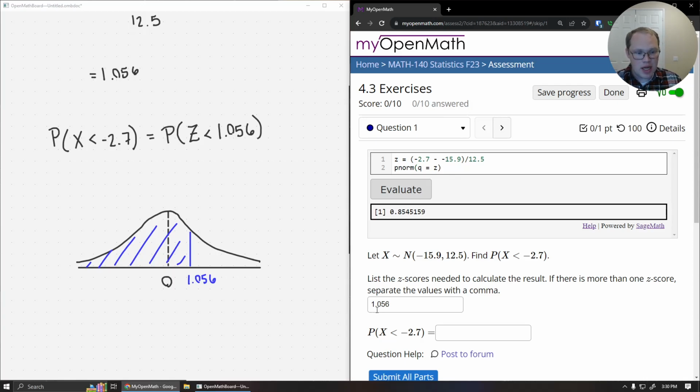If I evaluate, I get a probability of 0.8545159. So that means the probability that x is less than negative 2.7, which is the same as the probability that z is less than 1.056 in a standard normal distribution, is 0.8545, about 85%.